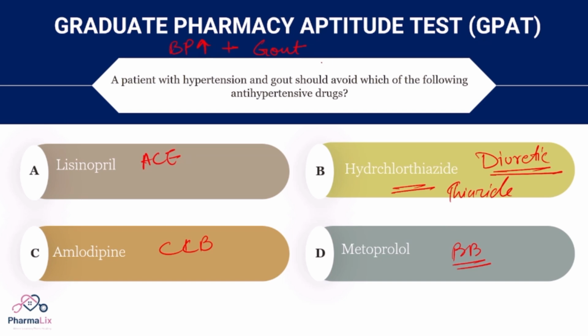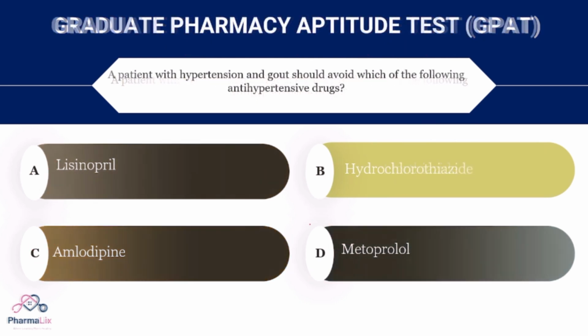So see, for the gout situation, we should avoid a drug which elevates the uric acid level in the blood. For which of these drugs do you think uric acid will be elevated? Is it going to be ACE inhibitors? No, sir. Is it going to be hydrochlorothiazide? Yes, sir. It is a thiazide diuretic, and thiazide diuretics increase the uric acid. And then amlodipine, no. Metoprolol, no. So the correct answer is hydrochlorothiazide.